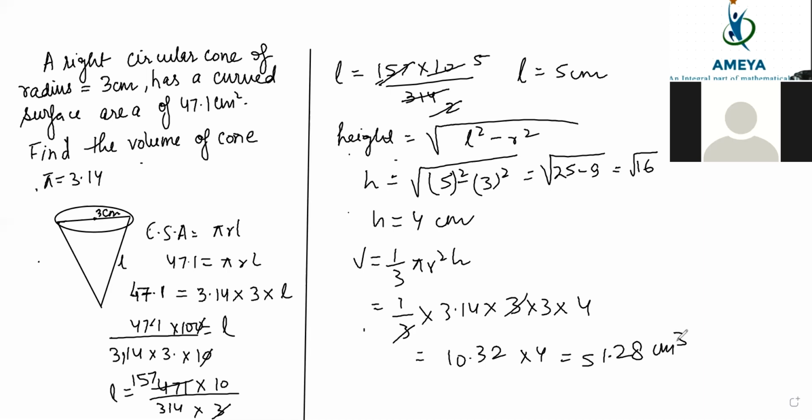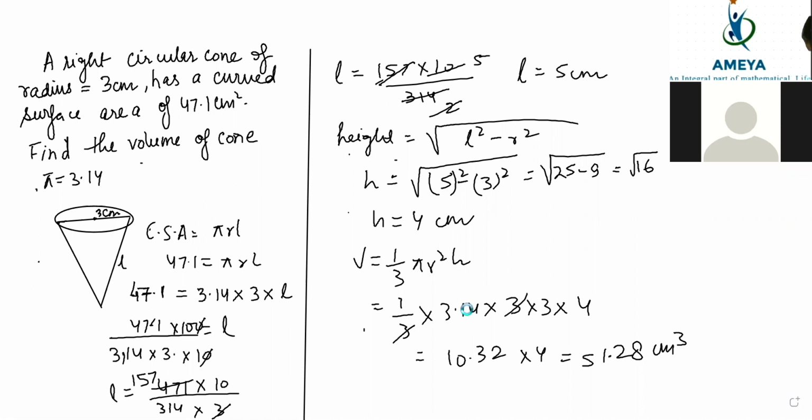So 51.28 will become the answer. One by three pi r square h. Did I make any mistake in calculation? Height is 4, coming correct only. 3 fours are 12. 3 ones are 3, 4.